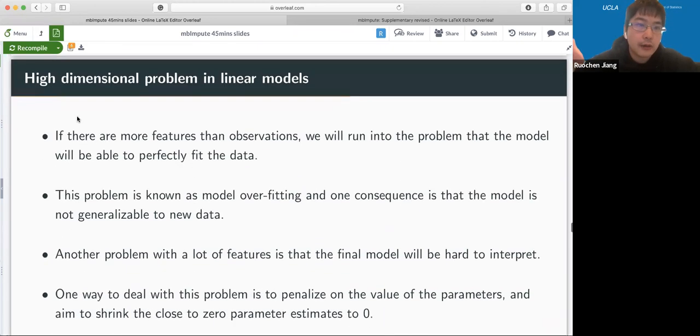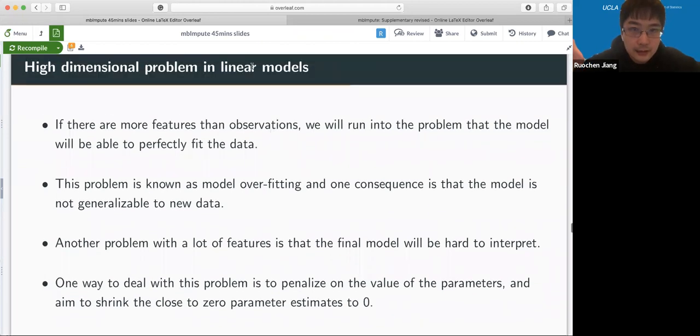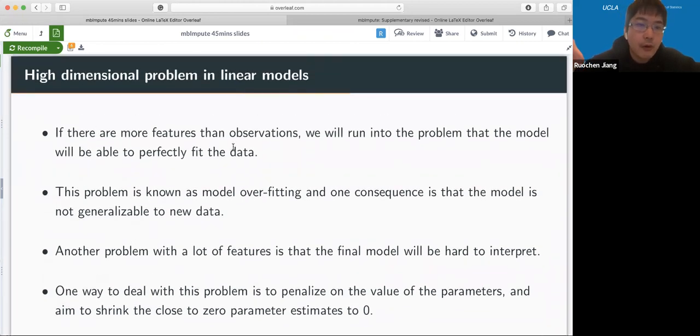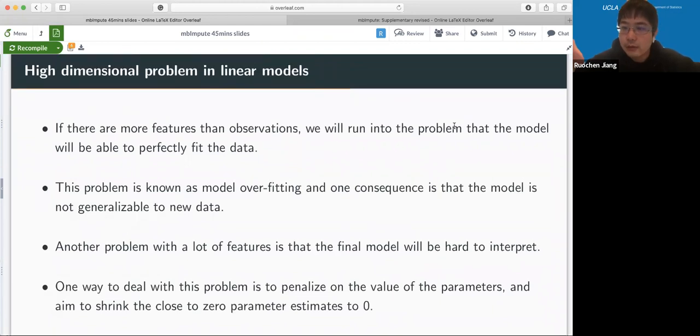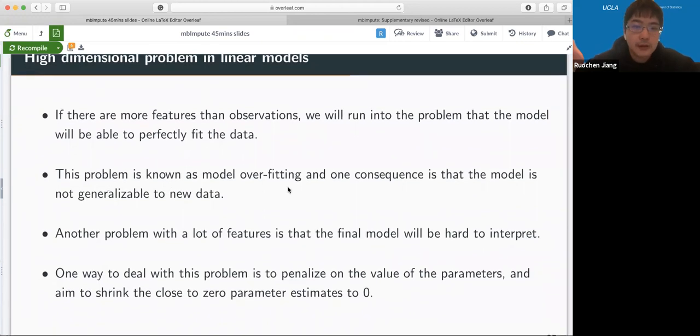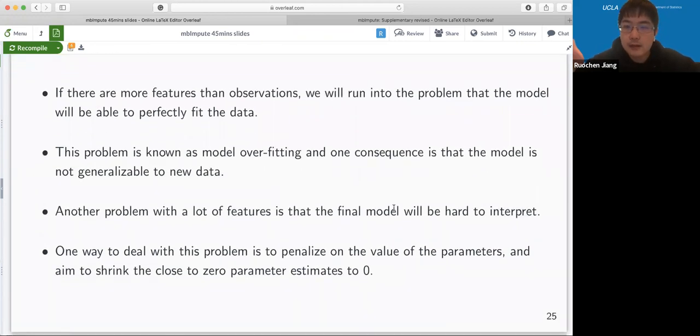What I mentioned is called a high dimensional problem in linear models. If there are more features than observations, the model will be able to perfectly fit the data. This problem is known as model overfitting, and one consequence is that the model is not generalizable to new data. Another problem with a lot of features is that the final model will be hard to interpret. One way to deal with this problem is to penalize the value of the parameters and aim to shrink the close-to-zero parameter estimates to zero.